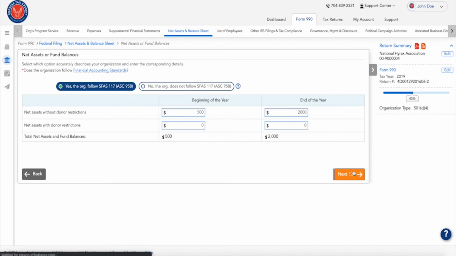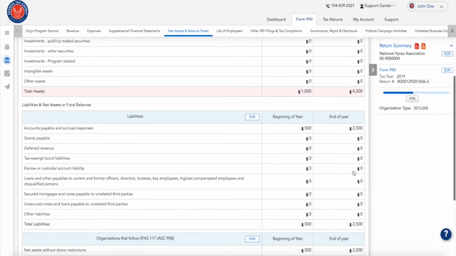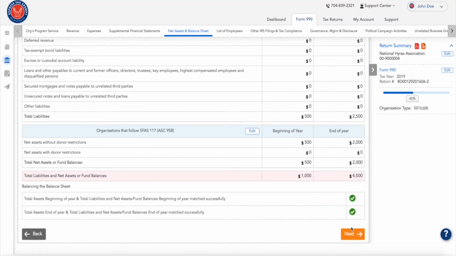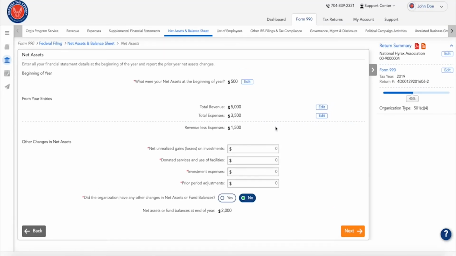Based on your entries, ExpressTaxExempt will provide a summary of your balance sheet. If you have an imbalance, you can correct your balances by clicking Edit. Following your balance sheet, enter the amount of net assets or fund balances at the beginning of the year and report the net gains or losses on investments reported in the organization's audited financial statements.